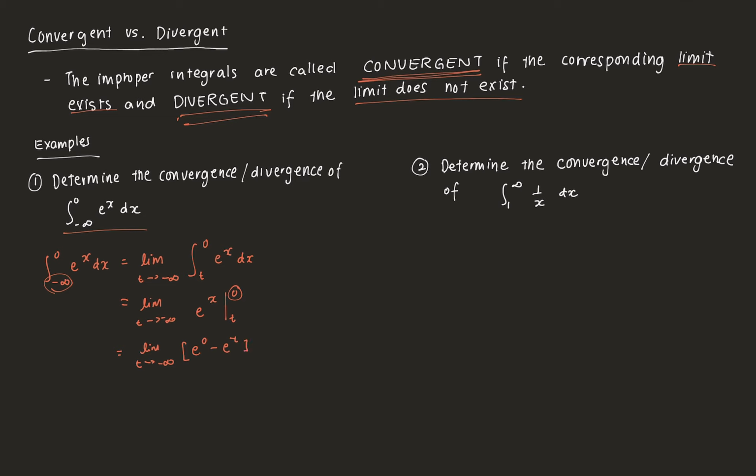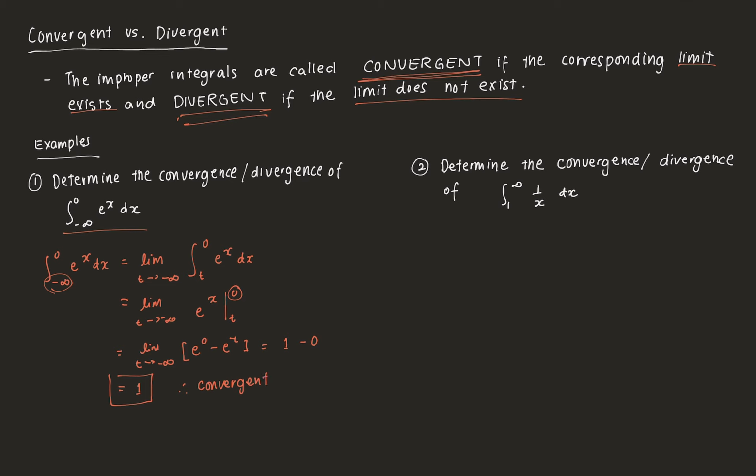Now, if you notice, when t approaches something negative, a highly negative number, the value of this exponential will go closer and closer to 0. So this will be minus 0. But e raised to 0 is just equal to 1, so this is going to be equal to 1. Therefore, the answer to this integral is 1. And since we have here a finite solution, this given improper integral is a convergent one. So this is a convergent improper integral.